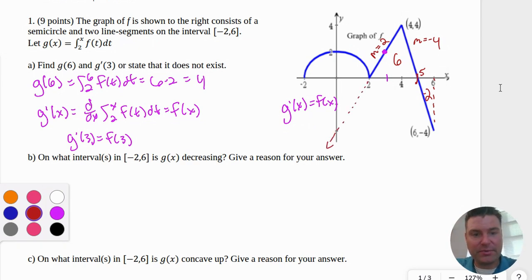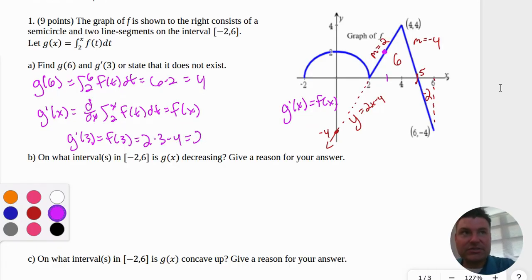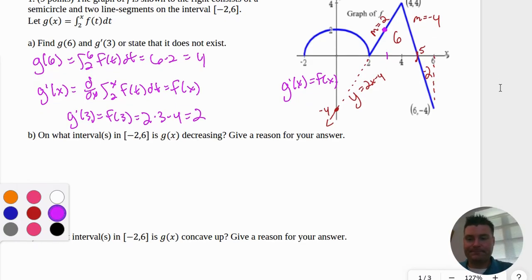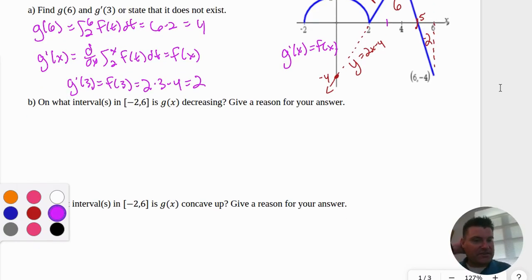We can cheat just a little bit. We clearly have an intersection here at -4. So this is the line y equals 2x minus 4. So if we substitute a 3 into there, we're going to get 2 times 3 minus 4, which is an answer of 2. Okay? What intervals is g of x decreasing?